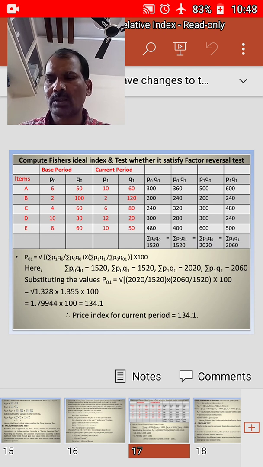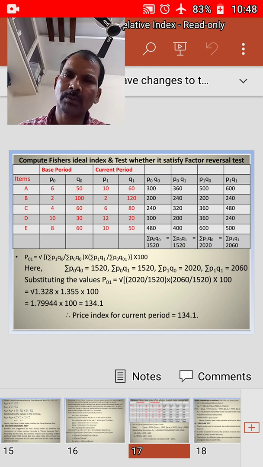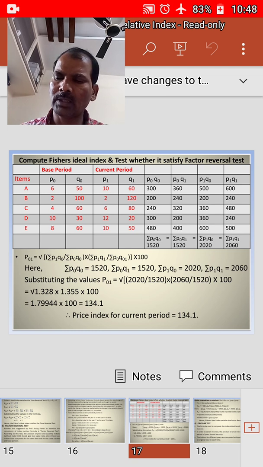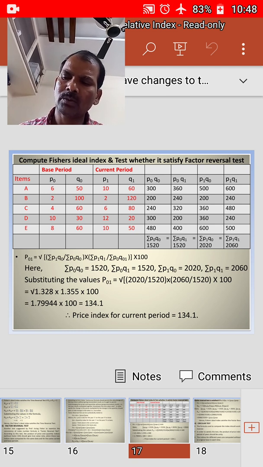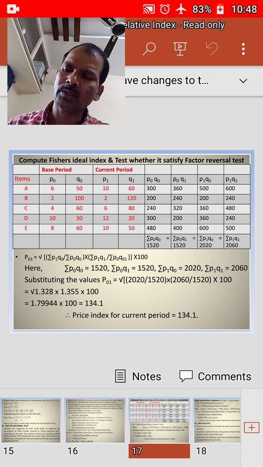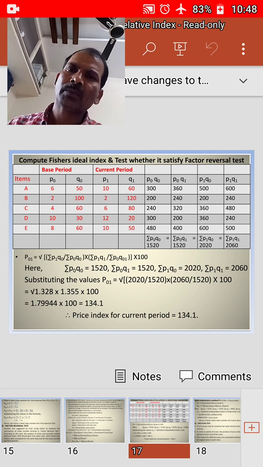Okay, P01 is equal to, we know, sigma P1 Q1 by sigma P0 Q0 into sigma P1 Q1 by sigma P0 Q1, under root. That is Q01 is equal to, we need to interchange the P values with Q, right? That is under root sigma Q1 P0 by sigma Q0 P0 into sigma Q1 P1 by sigma Q0 P1. If you multiply P01 into Q01, you will get under root sigma P1 Q0 by sigma P0 Q0 into sigma P1 Q1 by sigma P0 Q1 into sigma Q1 P0 by sigma Q0 P0 into sigma Q1 P1 by sigma Q0 P1. Okay, which gives rise.